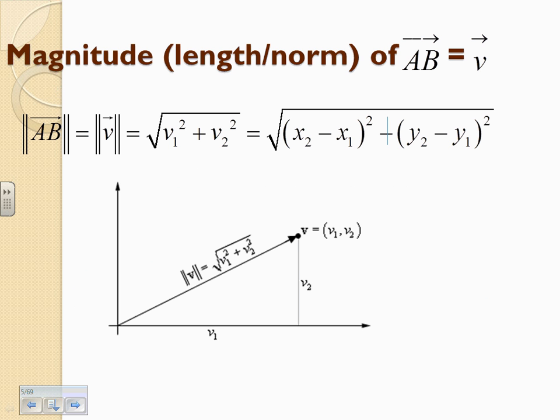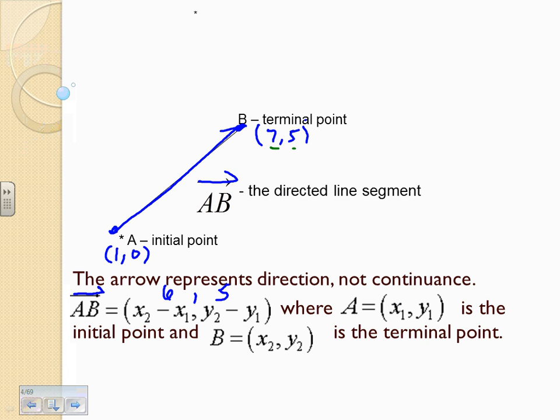The magnitude is denoted with the 2 bars. It's not the absolute value, but it's magnitude. Magnitude means the amount or the length. Make sure you put a plus here for me. If I want to know the length from here to here, all I'm going to do is use my distance formula, which roots back from the Pythagorean theorem. So I could just use this distance formula.